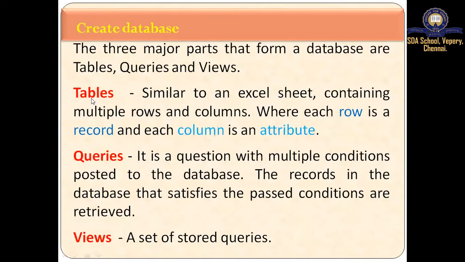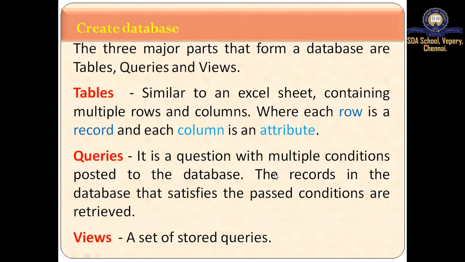But in database tables, each row is called a record and each column is called an attribute. We are using the technical terms here. A row in a table is called a record. A column in a table is called an attribute. Clear? Queries. What's the meaning of a query? Query means question. A question is put to the database and your database is going to reply to that question. Right? A question may contain multiple conditions posted to the database.